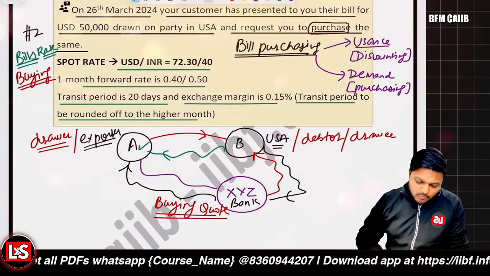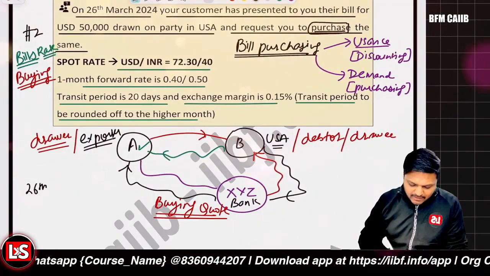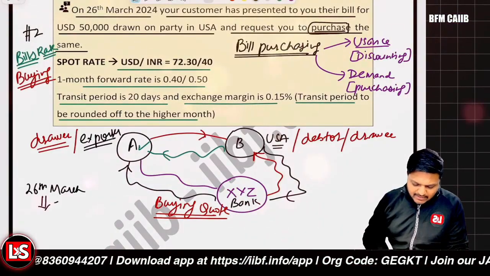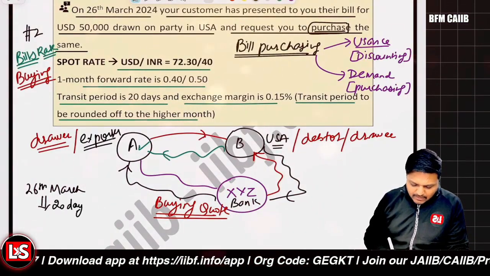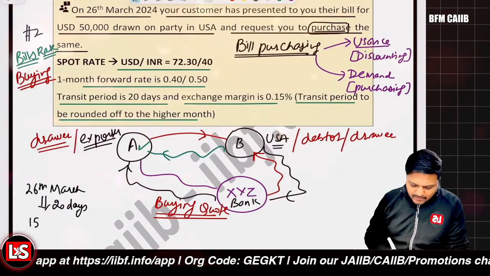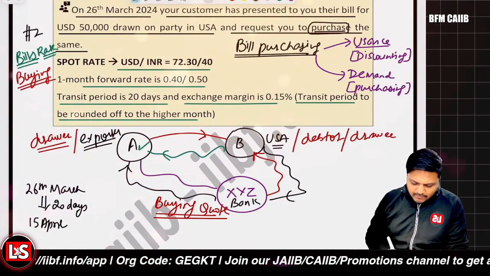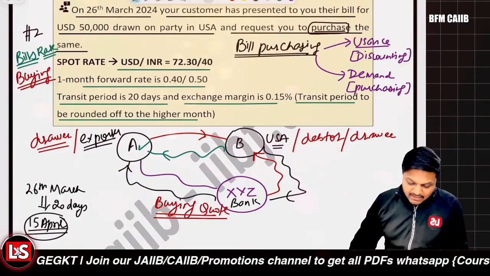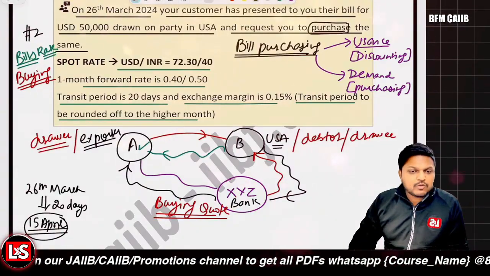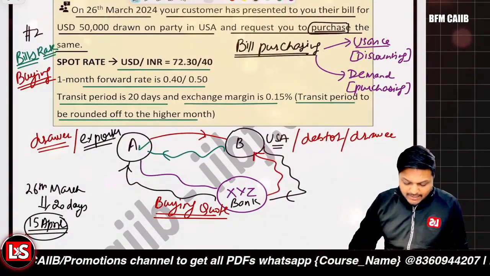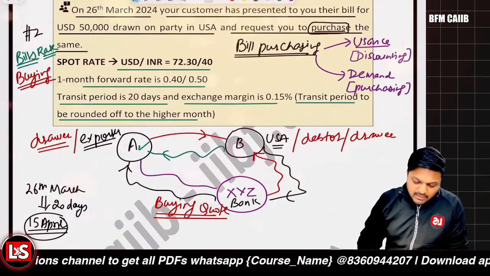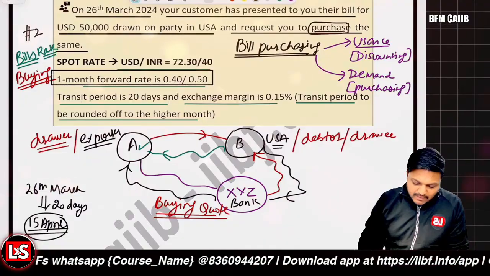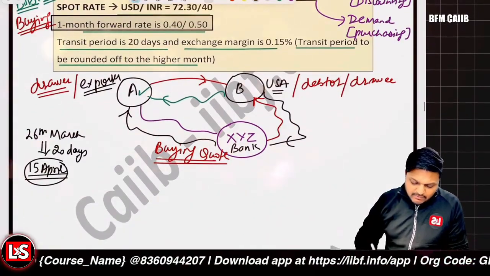The transaction took place on 26th of March. And after 20 days, the date would be 15th of April, which is basically the next month. And they say that the transit period is to be rounded off to the higher month, right? That's why we have to consider the 1 month forward rate here. So this is the spot rate which is given to us.